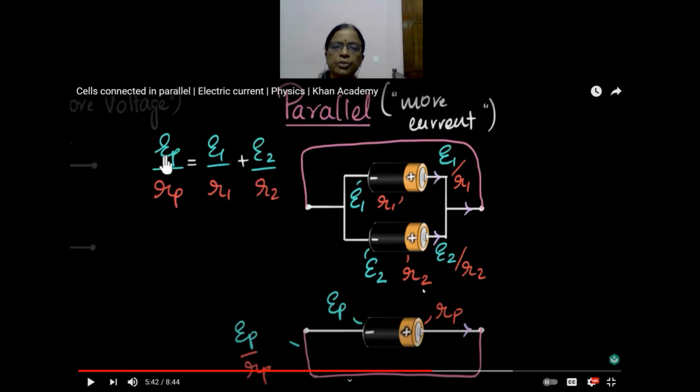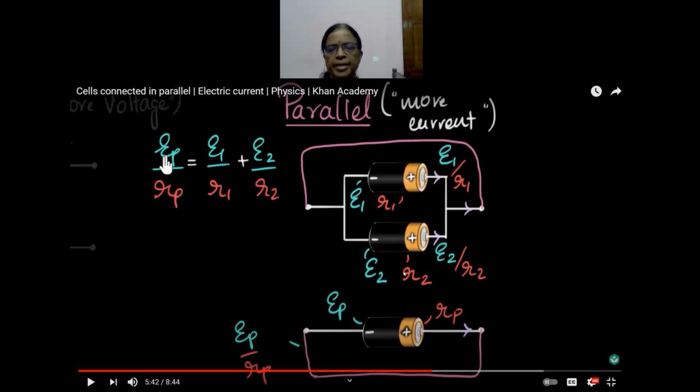So here, instead of these two cells, we connect a single cell. How can you tell this is equivalent to this? If this single cell gives the same current through the circuit as these two cells in parallel combination, then we can tell it is equivalent to this combination of two cells.